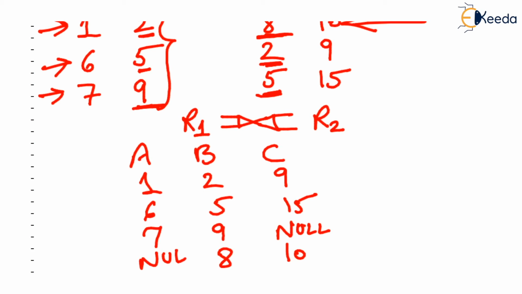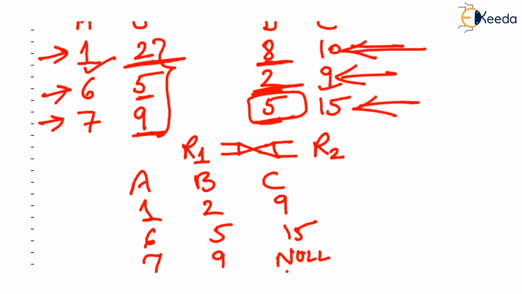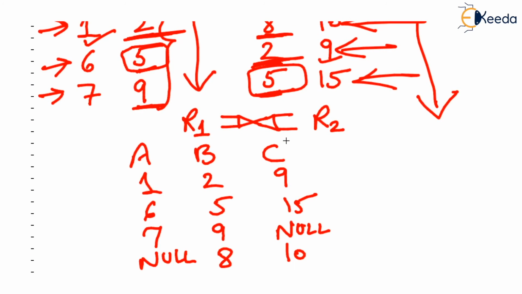Let's continue with R2. 2, 9. This 2 finds a match here. Check this. But we have already listed this. 1, 2, and 9. We have already listed. Check the next row. 5, 15. This 5 gets a match here. But we have already listed this. Hence, we have taken care of R2. We have taken care of R1. Then we get this particular result.